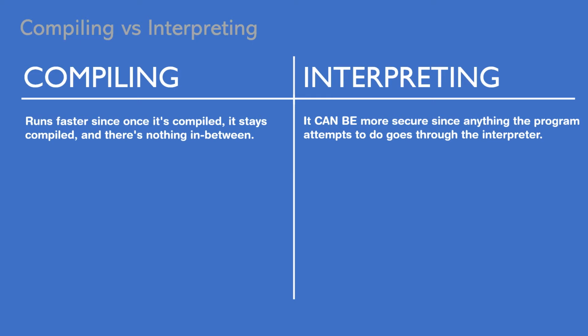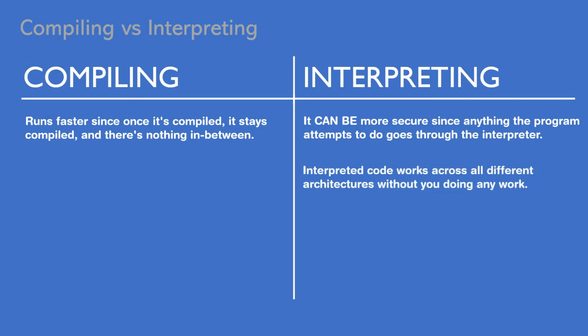Oh, and here's another advantage for interpreting. You know how earlier I said that high-level code can work on lots of different architectures? Well, when you're compiling, you have to manually compile the program for each architecture you want to support, and you may be using lots of different compilers to do that. Whereas when your code is interpreted, your code can run anywhere, provided it has an interpreter that is written for a specific architecture.